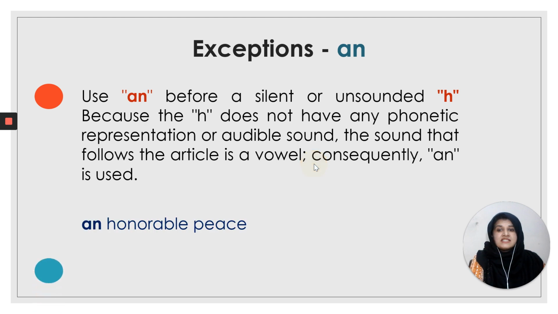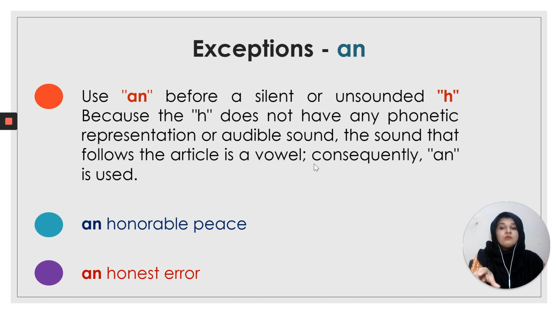Exception. Now, what is the exception? Look at this example: an honorable peace. And the next example: an honest error. Apparently, the word is starting with H, which is a consonant. But as you can see, H is silent in both words, and both words are starting with vowel sounds. That's why we are using an with it. It means that if the initial letter, no matter it's a consonant, is silent and the word is starting with a vowel sound, we are supposed to take care of the vowel sound and will make use of an, right?